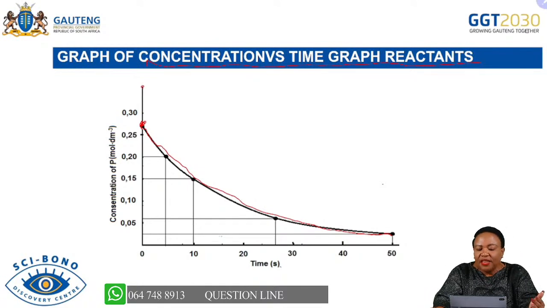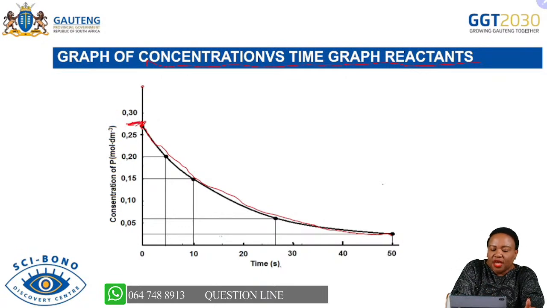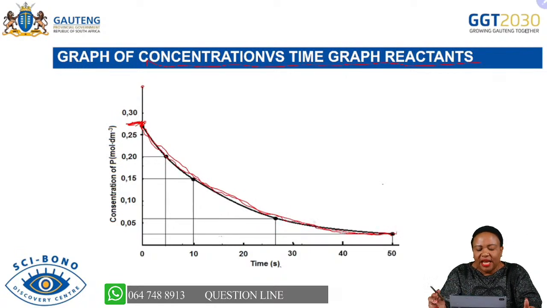If you look at this graph, the reactants were between 0.30 and 0.25, so maybe about 0.27 somewhere here. As the reaction proceeds, the reactants decrease as the time interval increases. At the end, you will sometimes end up with no reactants, because these reactions occur in an open system, so the reactants will be used up and the reaction will stop.